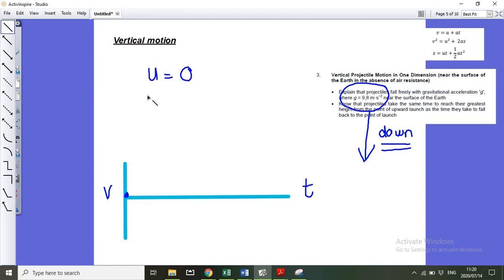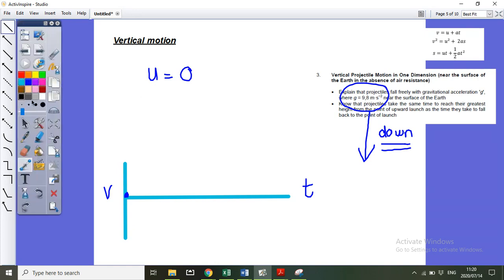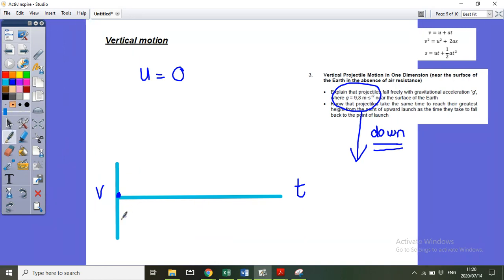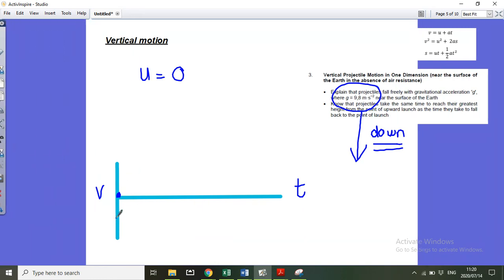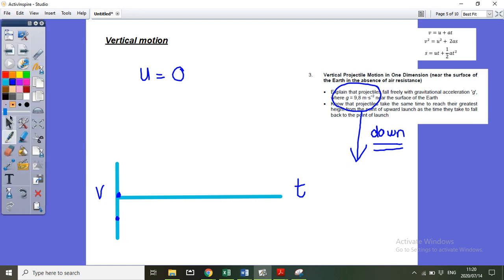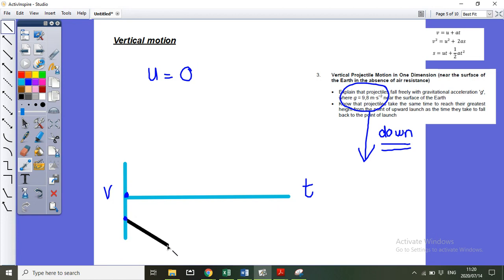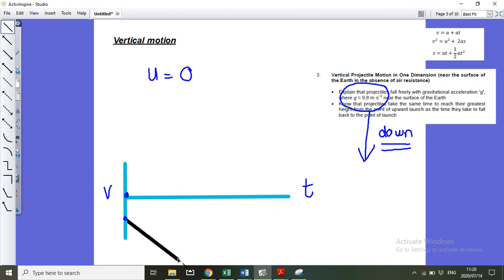Now, if we're saying that the object is thrown downwards, and we still decide that down is positive, well, let's make down negative now. So let's say down is negative, and that means we're starting with a velocity downwards that is negative. Then my velocity is going to increase in the negative direction. So that means I'm starting there and it's going to increase in the negative direction.